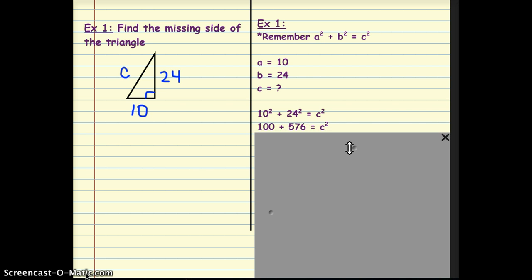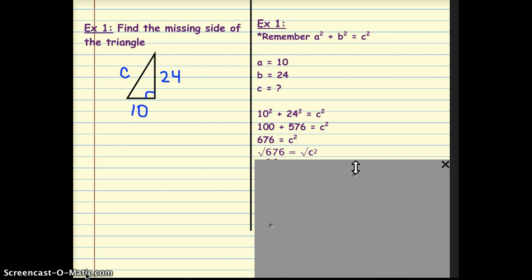Well, 10 squared is 100, and 24 squared is 576. So we do our exponents first. Now we add them together, and we get 676 equals c squared. We don't want c squared. We want just c. So to work backwards from something being squared to not being squared, we need to take the square root of each side. So we're going to find the square root of 676 and the square root of c squared.